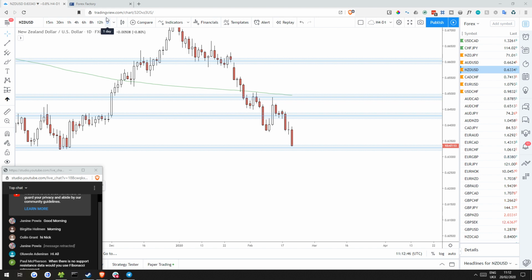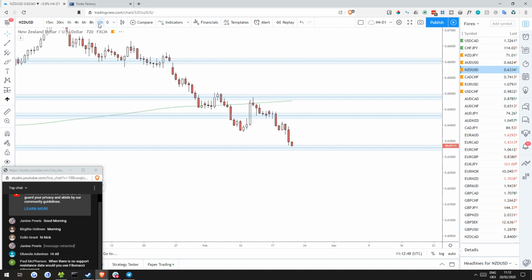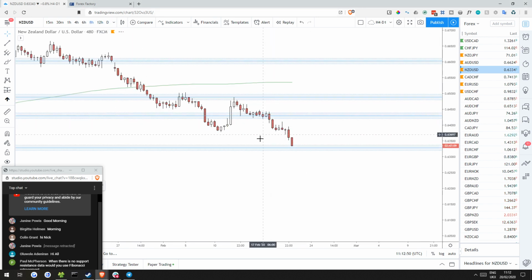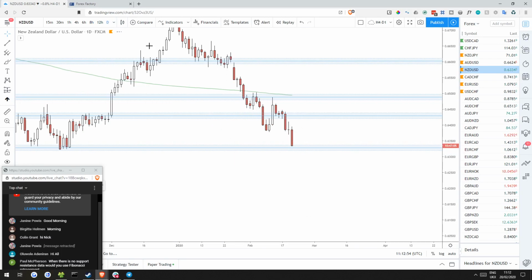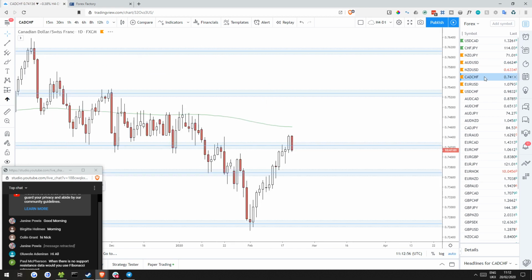The only way you could enter this before Monday would be if you were to drop down to the 12-hour or the 8-hour and look for price to stall out on the support area here, but that would be quite risky in my opinion. CAD CHF, this one's just off the table. We were looking at a potential setup, but it didn't really turn into anything we would want to trade.